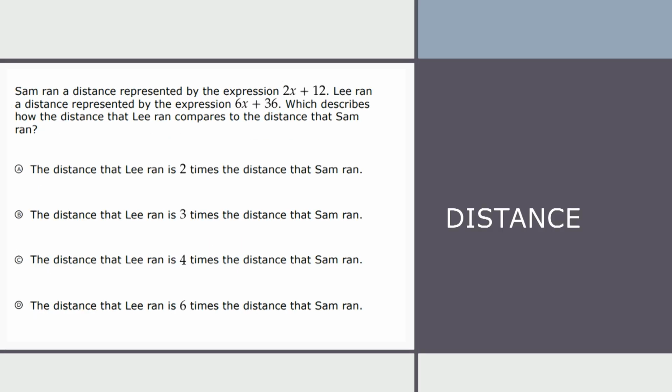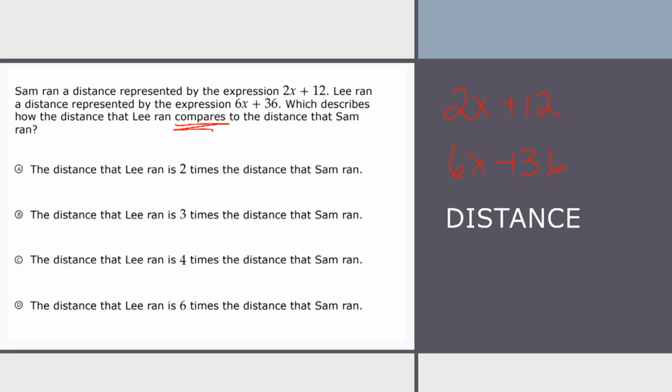Here's Sam. Sam ran a distance represented by the expression 2x plus 12. Lee ran a distance represented by the expression 6x plus 36. Which describes how the distance that Lee ran compares to the distance that Sam ran? All right, so let's look. It says that Sam has 2x plus 12. This is Sam. And Lee ran the distance of 6x plus 36. How do they compare? So let's see.